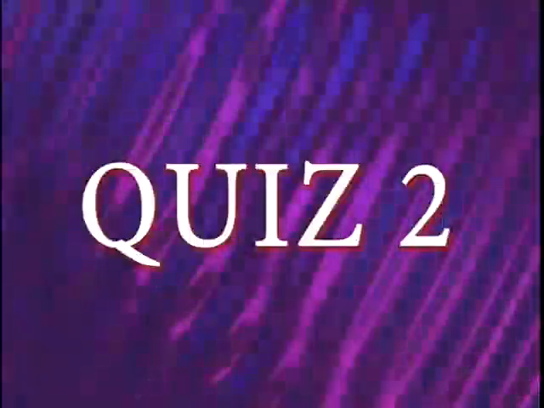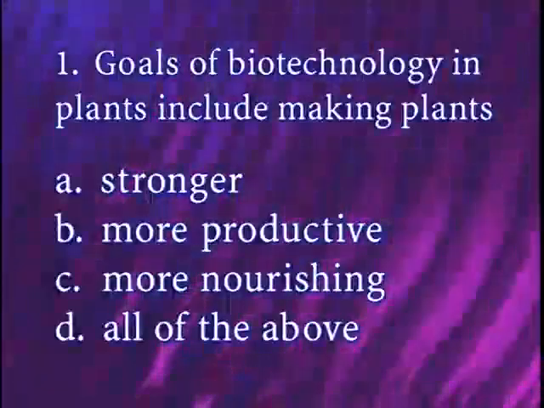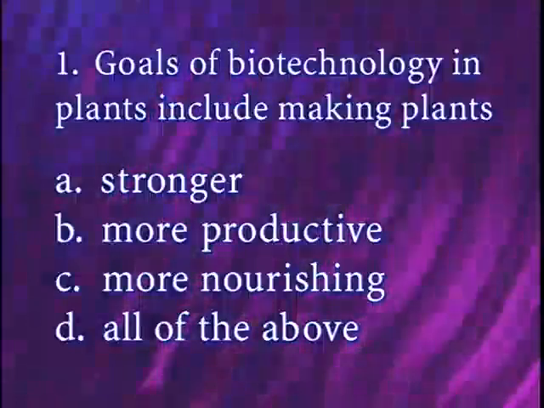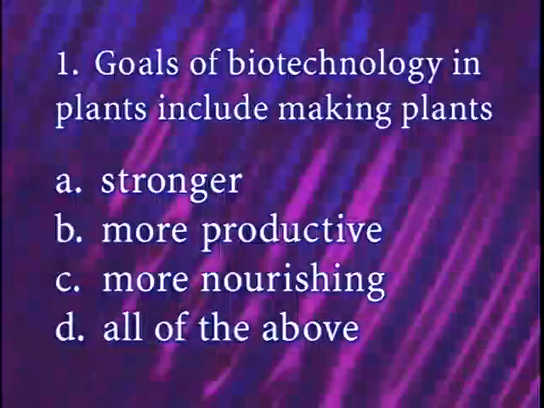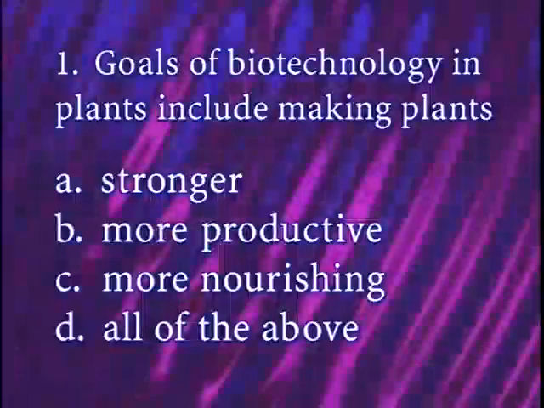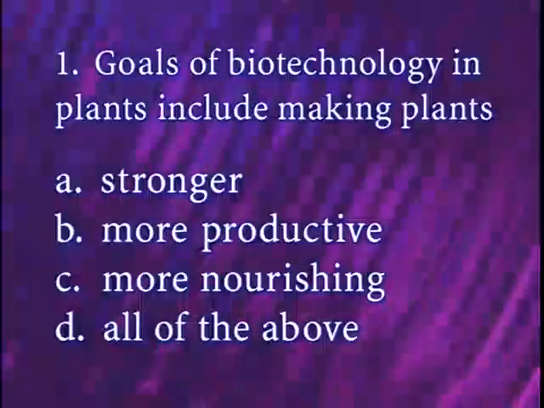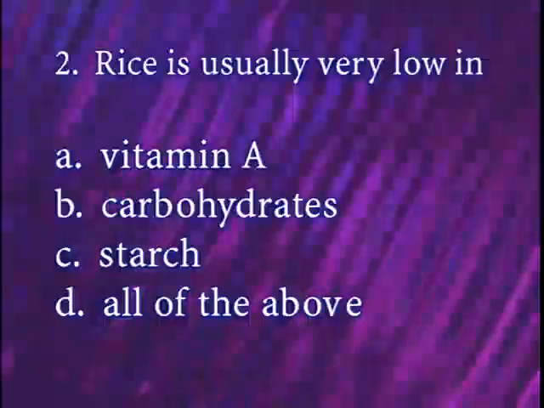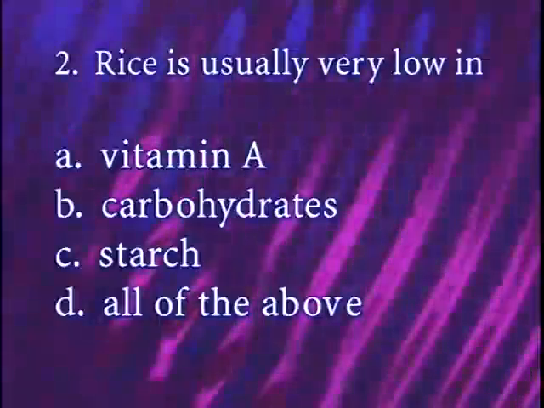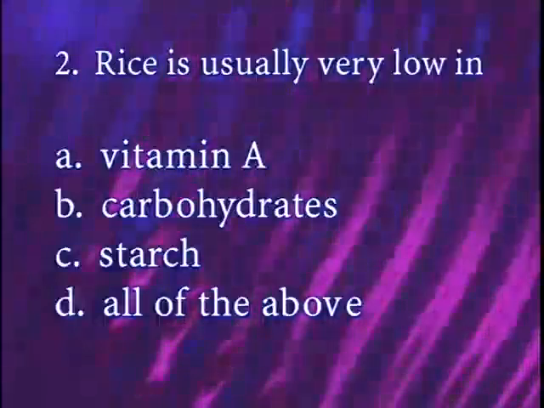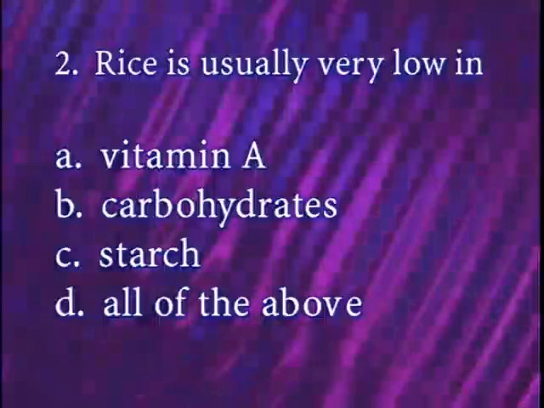Quiz 2. Goals of biotechnology in plants include making plants A. Stronger, B. More productive, C. More nourishing, D. All of the above. Rice is usually very low in A. Vitamin A, B. Carbohydrates, C. Starch, D. All of the above.